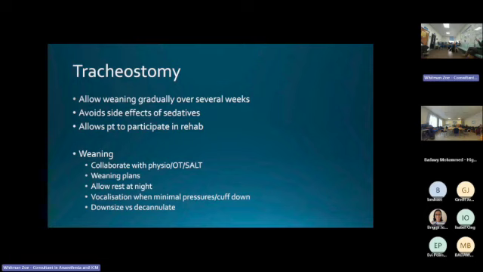Sometimes it might be that because if the trachea is too big, you can't get airflow past the trachea and through the vocal cords, so they can't talk. So if you make it smaller, then they can still get air in and out, but the air can also get past the trachea to go through the vocal cords, so they can have voice again.